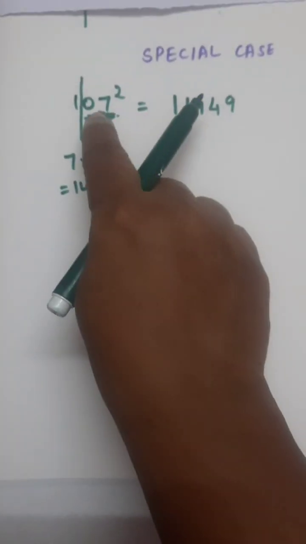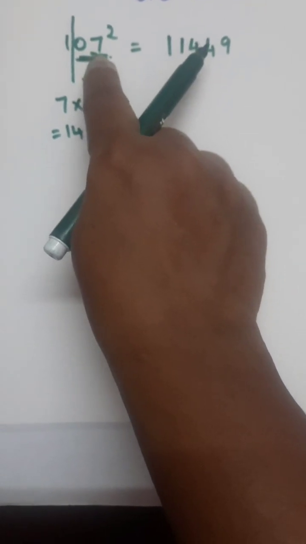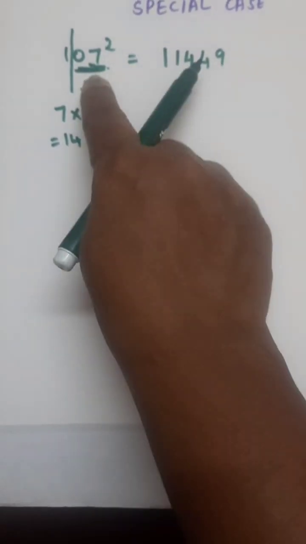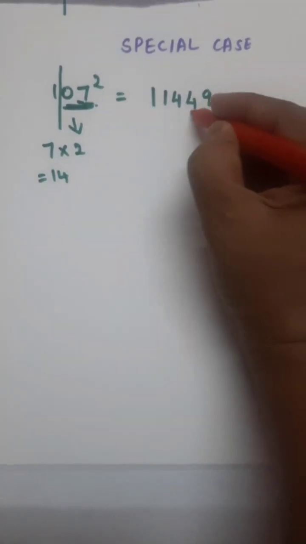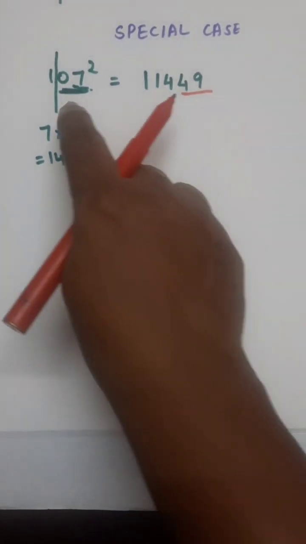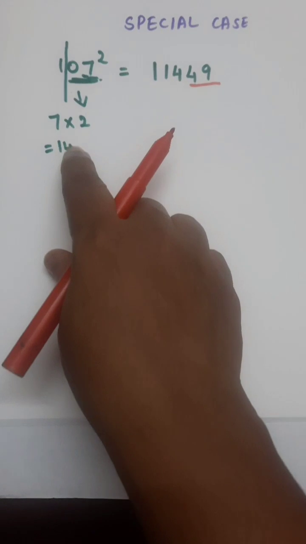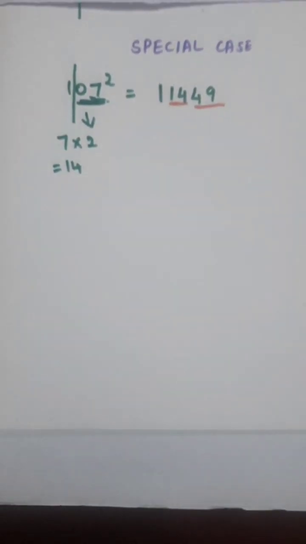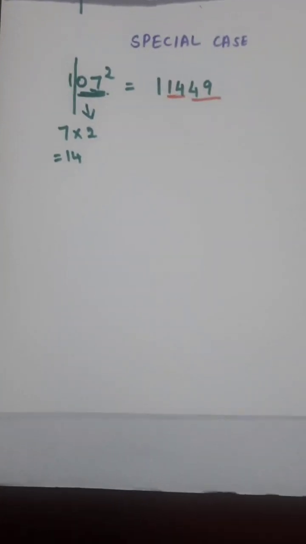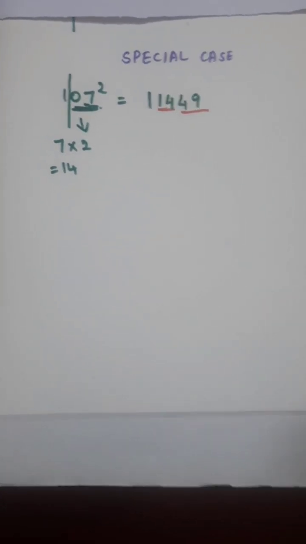You have to segregate the last two digits. Find out the square of the last two digits. That is, here it is 7. 7 square is 49. So I have written that 49 here. Then whatever the last two digits you have, that you double. That is 14. That is what I have written here. And this one that is there, I have written that here. That's all. This is when the number is very close to 100.